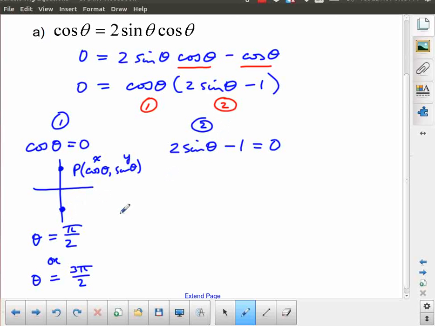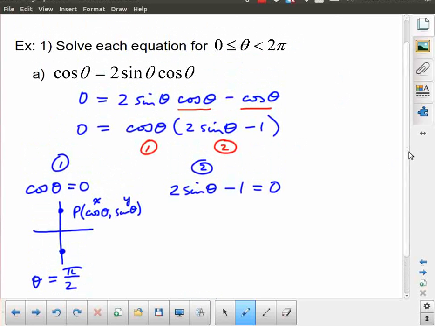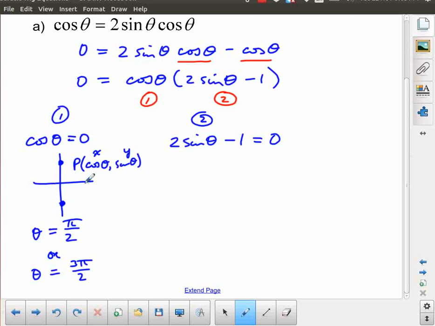Now we go over here, and I'll come back to this for just a moment. I don't need to consider multiple rotations around because the initial condition said that the angle was between 0 and 2 pi. So I only have to consider one rotation here. Now let's come over to this second equation, which I'm going to rearrange to be 2 sine theta equals 1, sine theta equals 1/2.